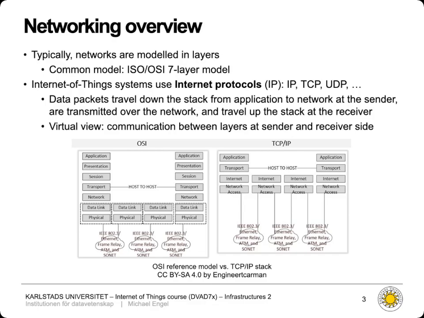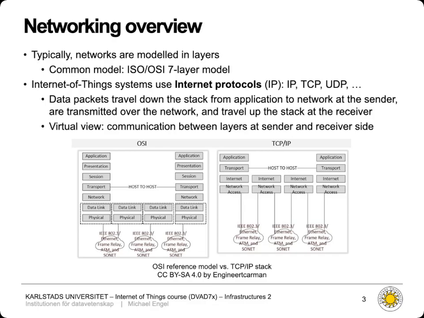Then we have presentation. Presentation takes care of common things that have to be agreed upon by the communication partners. That might include things like common character sets, for example. And finally, we have an application layer. So everything that's happening on application side obviously takes place in this highest layer.